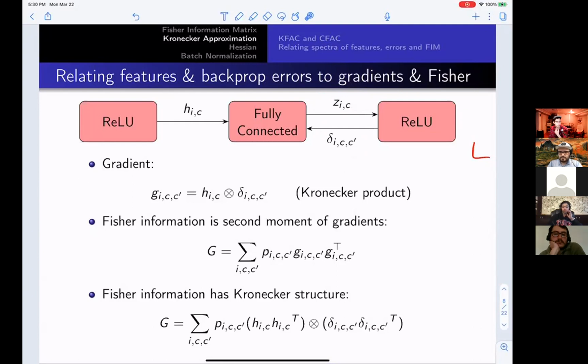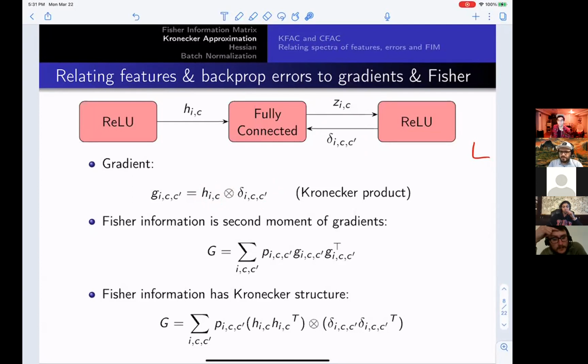Now, one can prove, I will not prove it, but it's very easy, that the gradient of the fully connected layer, so basically what I denoted previously by g_{icc'}, is just the Kronecker product of the features with the backpropagated errors. So just the Kronecker product of the input features and the backprop errors.